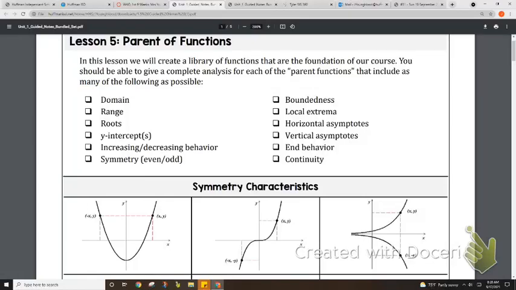All right, lesson 1.5 is the parent functions. So we're going to be talking about parent functions here. In this lesson, we'll create a library of functions that are the foundation of our course.